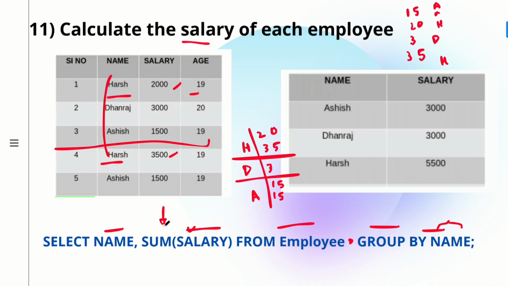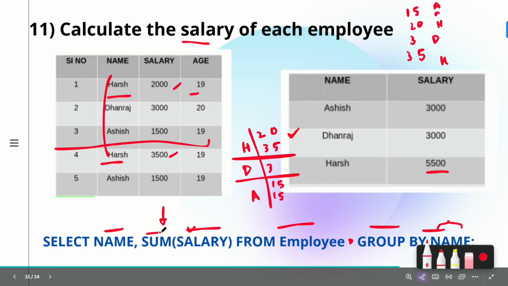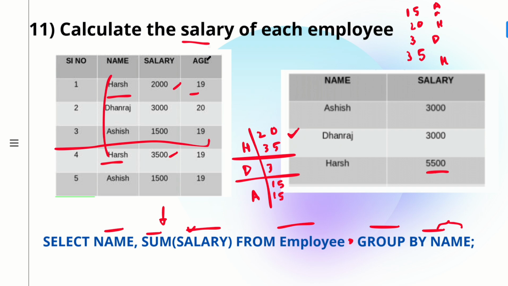So how will you do it? You are just doing sum. What sum of what? 2000 and 3500. So how much is Harsh earning? Harsh is earning 5500. So you have just grouped and then you are making use of sum. In case they have asked you the average, you can make use of average, min, max, whatever, any aggregate function. Here they have asked you to calculate the salary, so you'll do the sum of salaries.